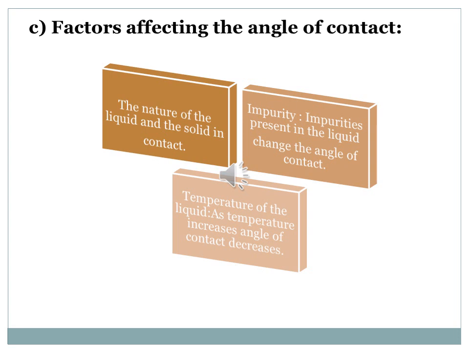Now the third factor which affects the angle of contact is temperature. As the temperature increases, surface tension decreases. As the surface tension decreases, the angle of contact will get affected. So temperature is the third factor which affects the angle of contact. Okay, so these are the factors which affect the angle of contact.